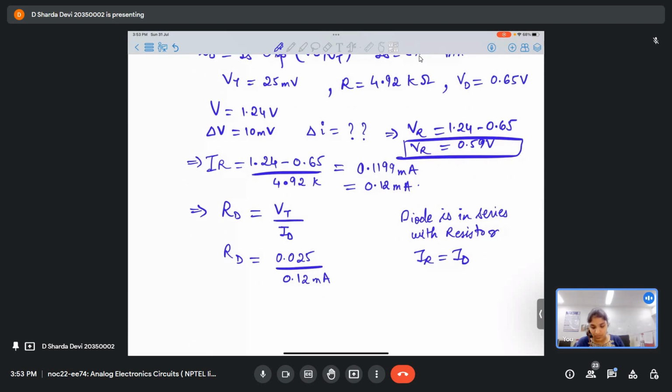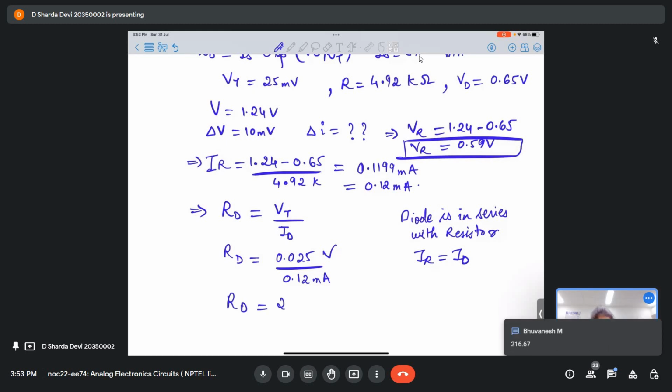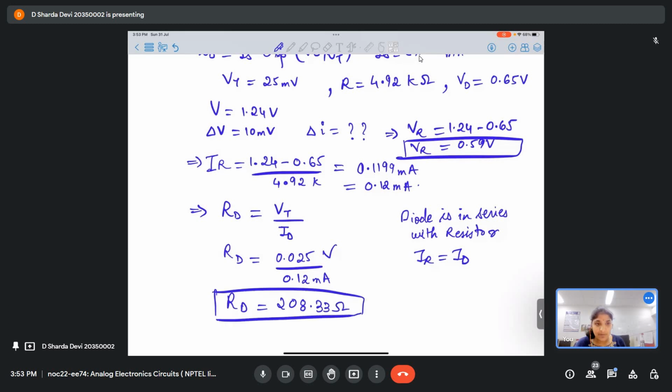So it is 25 by 0.12. So RD is, no, it's not 216, it's 208.33 ohms. Can you please recheck? There might be some calculation mistake over here. It's 208.33 ohms RD.